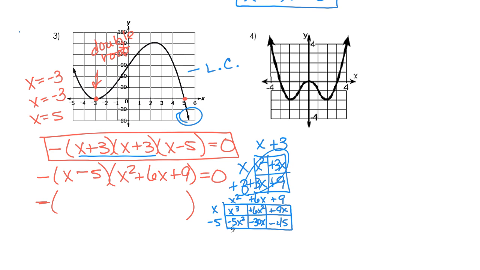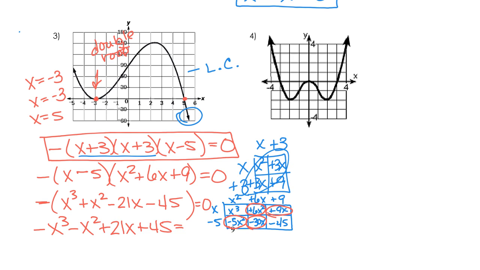All right, and so putting that back in, I'm going to have an x cubed term. I have a 6x squared minus 5x squared, which is a plus x squared. I have a 9x minus 30x, which is a negative 21x. And then I have a minus 45, and we are still equal to 0. And now I'm going to go ahead and distribute the negative. So I have that negative leading coefficient. So my graph will end negatively or going down. And so we end up with negative x cubed minus x squared plus 21x plus 45 equal to 0.